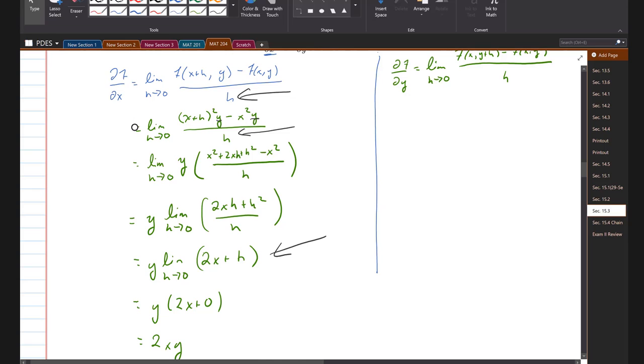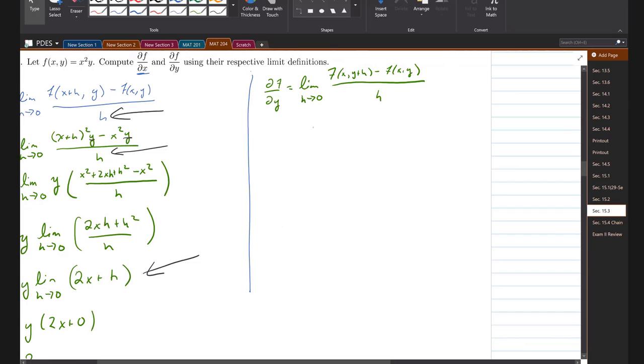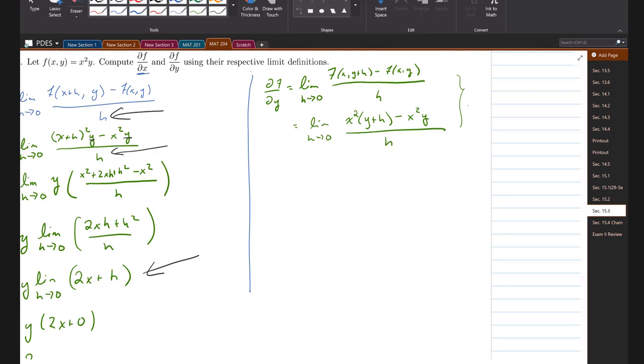Okay. I'm going to do this second part again. I'm going to do it fairly quickly here, folks. So that's the limit as h approaches 0 of, and now this is the critical step, so we'll slow down for this one, x squared times y plus h minus x squared y, all over h. Like Xavier said, this takes a minute to digest. Take a second, look at that, see what I did there.